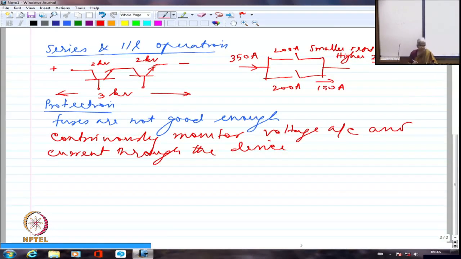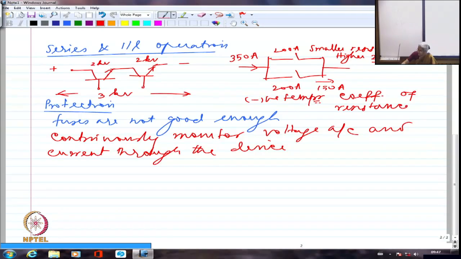So because of the negative temperature coefficient of resistance, the resistance is going to come down further and further. As the resistance comes down further and further, more and more current goes through that particular device. So it goes towards a runaway condition. This essentially creates a major problem in using transistors in parallel.